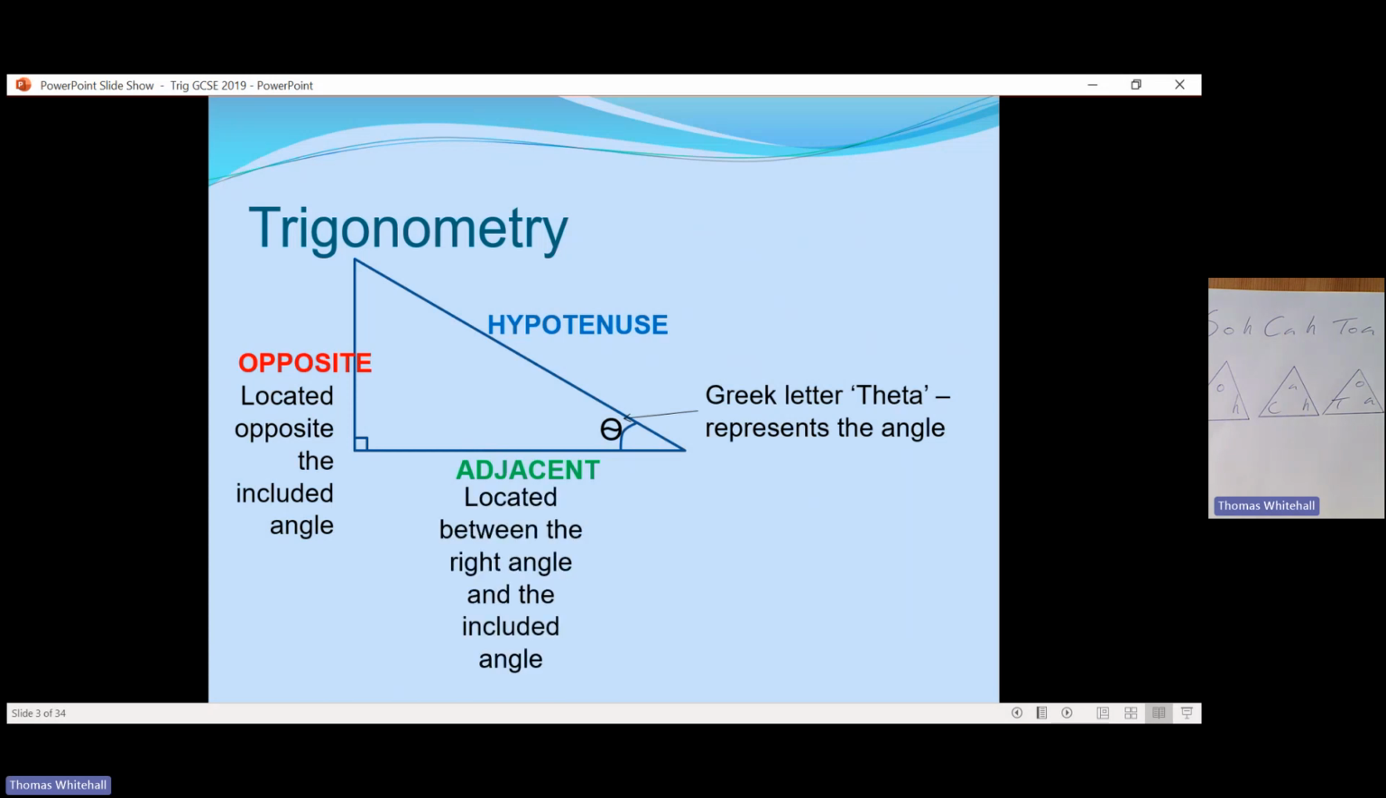And adjacent means next to, okay? So they're saying it's located between the right angle and the included angle. We also know that it's the side that's next to the angle that we're given, okay? So they're the first three, and that forms the first part of this process for any of the trigonometry questions that we do.